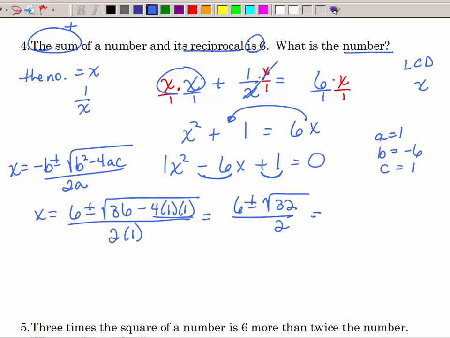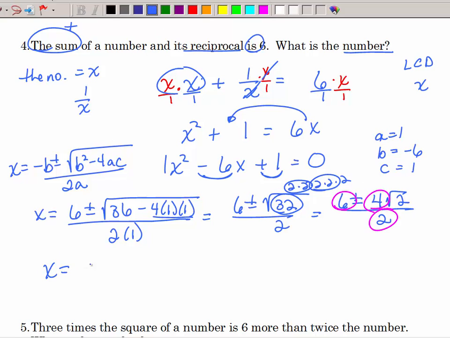Then we need to simplify the square root of 32. Remember, that's five 2's. We've done that a lot in class. So I'm going to take out two 2's and leave a 2. And then we know we can reduce because all three of them are divisible by 2. Now that's what x is. And that's all it asks me for, is what is the number.